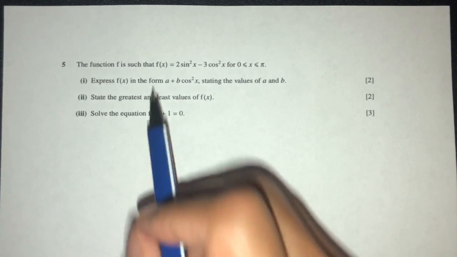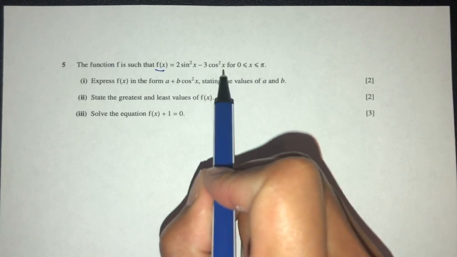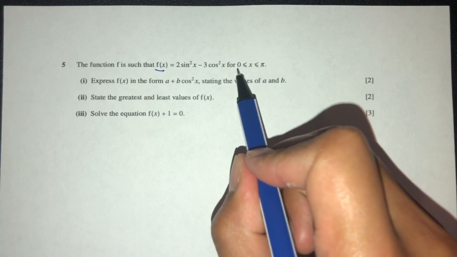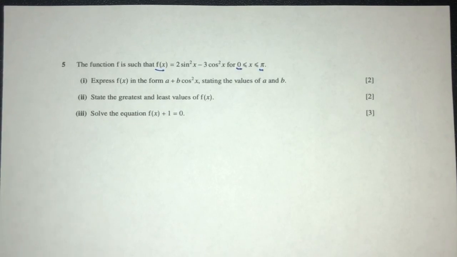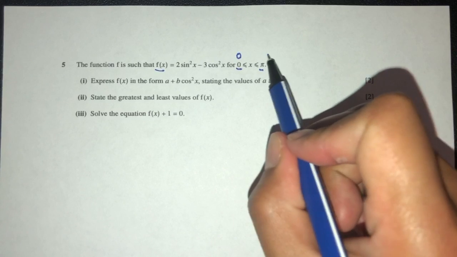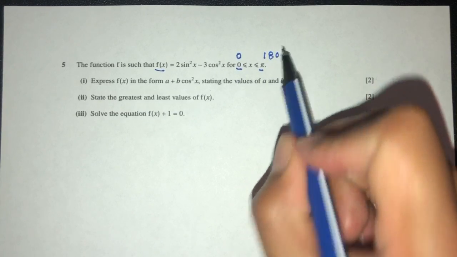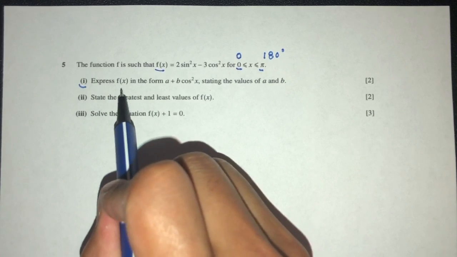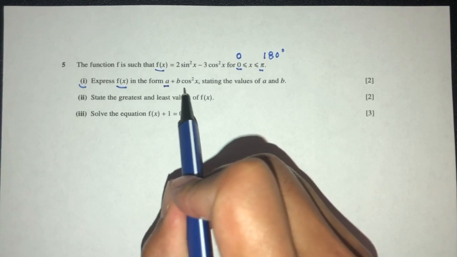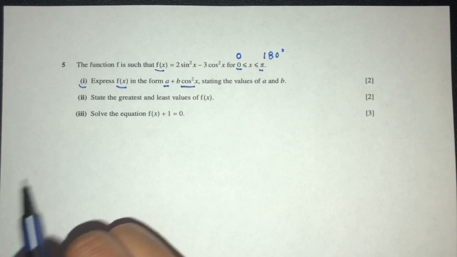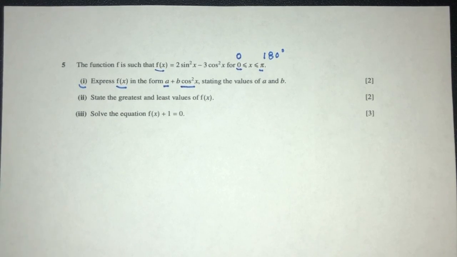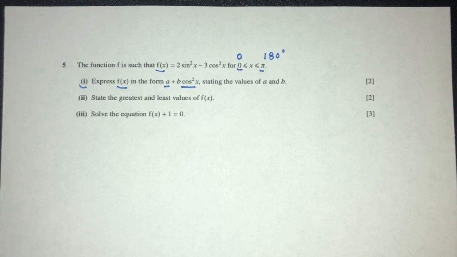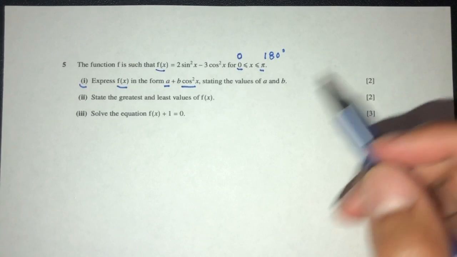The function f is such that f of x is given to you by this equation for x between the values of 0 and pi. Again, if you want to know, 0 to pi is just 180 degrees. Okay, now what else do we need to do here? So part 1, we have to express f of x in this form, where we only have cos square x and no sin square x. So pretty easy. Now what can we use? Since we don't have any sin square x, we have to convert sin square x to cos square x. So how would you do that?